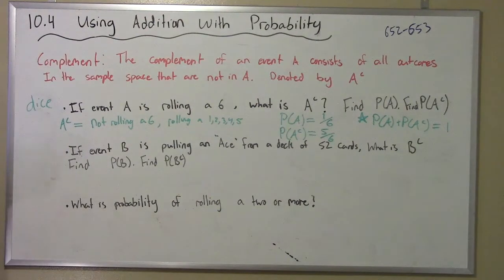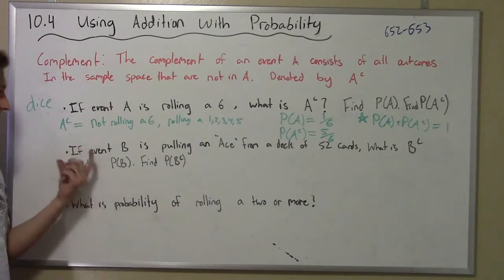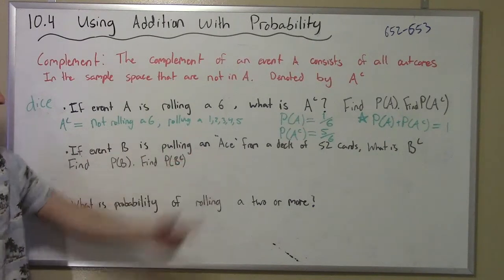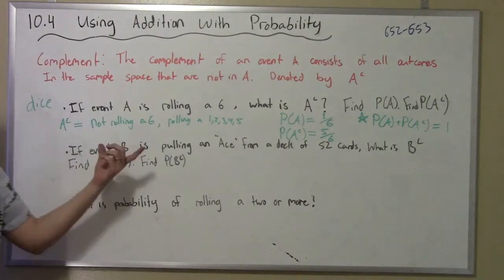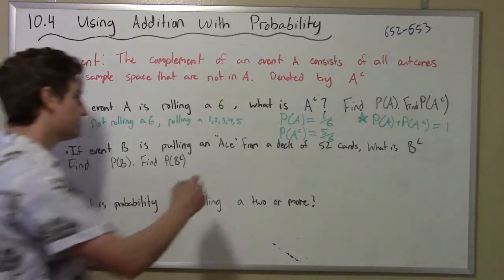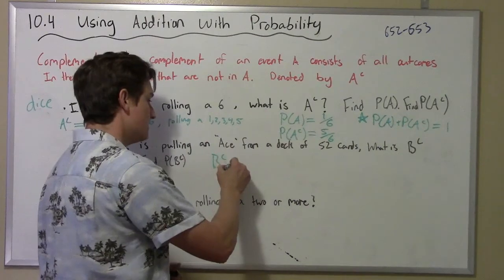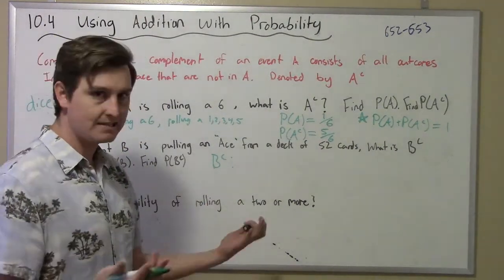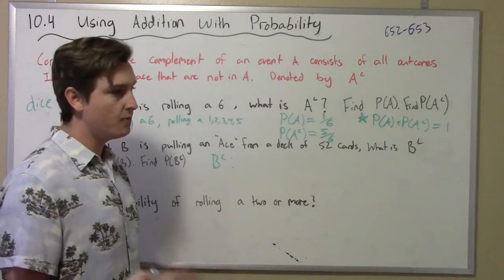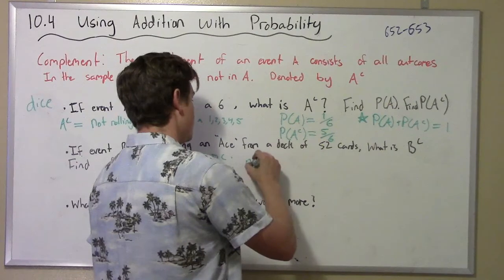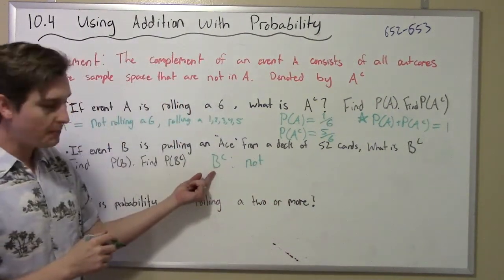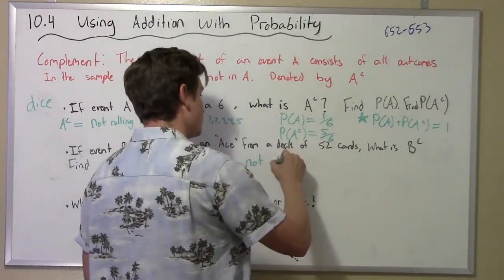Alright, let's take a look at this other one. It doesn't have to be A. You can use any letter. We're going to use B just to show that it doesn't have to be the letter A. If event B is pulling an ace from a deck of 52 playing cards, what is B complement? B is pulling an ace. B complement is going to be not pulling an ace, or pulling anything that's not an ace: a 2, 3, 4, 5, 6, 7, 8, 9, 10, jack, queen, or king. So the event, the complement of B, is not pulling an ace.